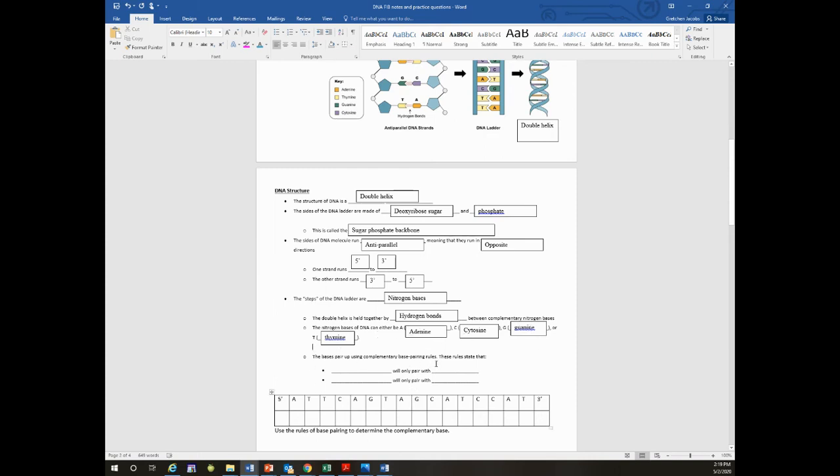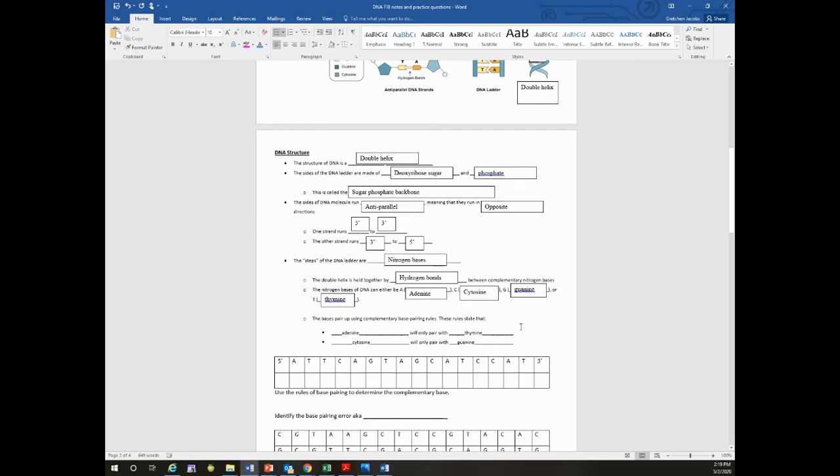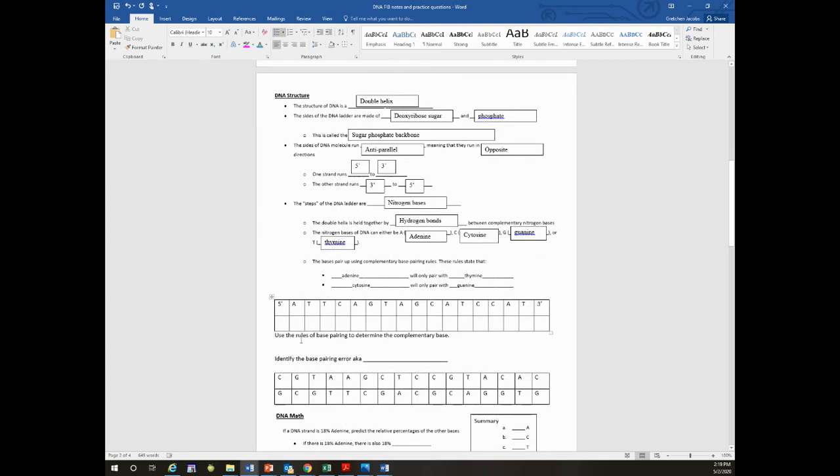So in your video, I think their memory hook is that apples in the trees and cars in the garage. So adenine will only pair with thymine, and cytosine will only pair with guanine. And again, A and T, apples and trees, C and G, cars in the garage. So use the rules of base pairing to determine the complementary base.